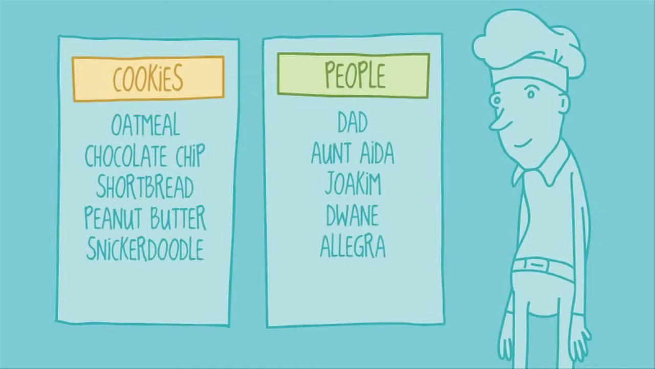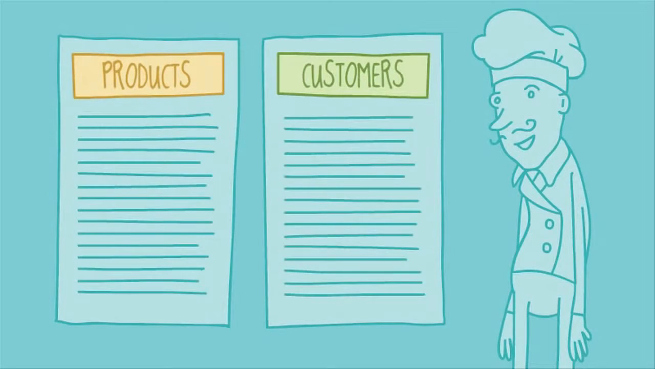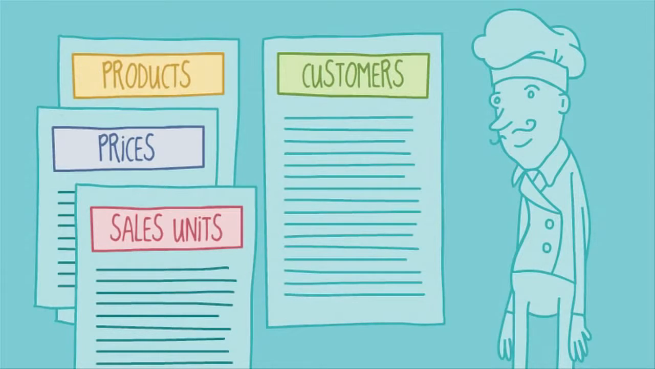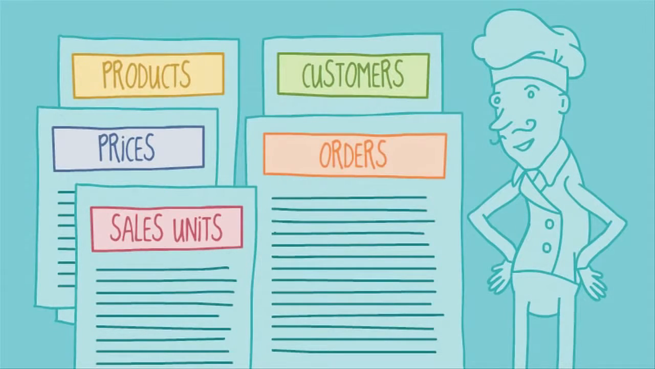Let's take a look. Say you're a hard-working amateur baker. You might decide to keep a database of all the cookies you know how to make and the people you make them for, your friends and family. A simple database because it only contains 2 lists. If you were a professional baker, your database would contain more. You'd have products and customers, and other things to keep track of like prices, sales units, and a list of orders.